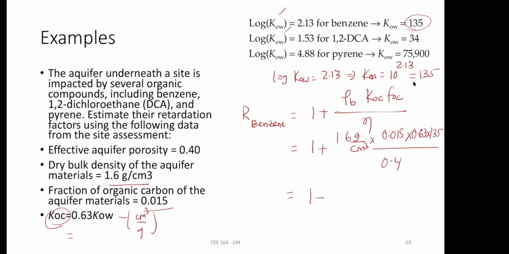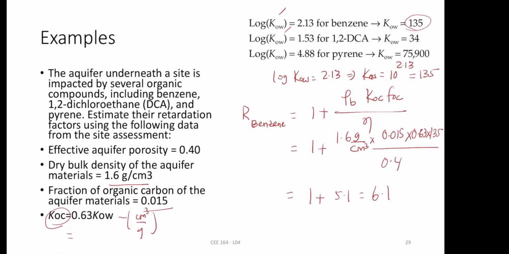So that will be 1 plus 1.6 times 0.015 times 0.63 times 135 divided by 0.4. So that's 5.1. So this will be 6.1. What it means is that compared to the water, benzene will move 6.1 times slower. That's all it means.